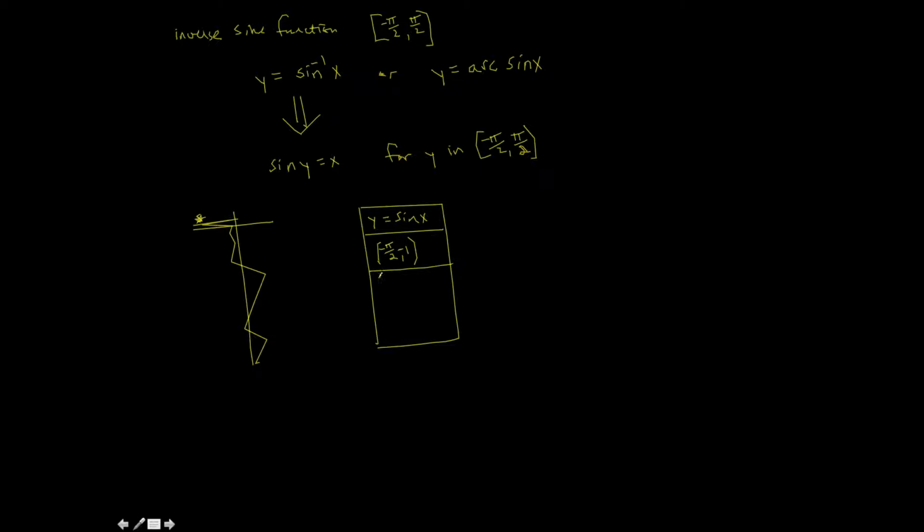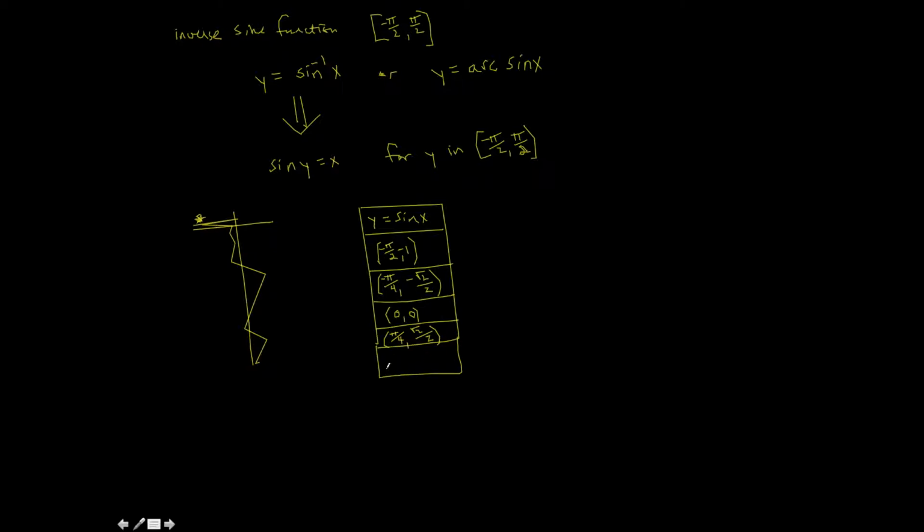The point negative pi over 4, negative square root of 2 over 2 is on that function. Look at your unit circle. That's where I'm getting these values from. The point 0, 0 is defined on that function. The point pi over 4, square root of 2 over 2 is defined there.